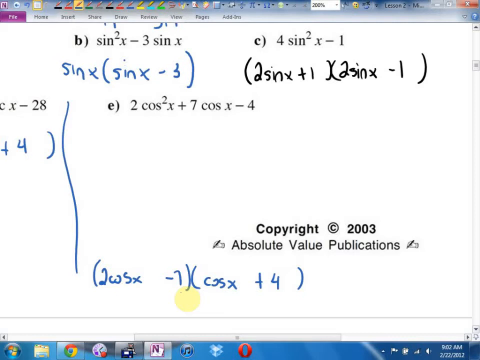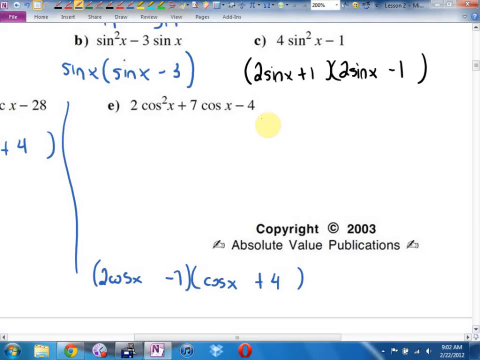GCF? No. How many terms? 3. Let's try this again. All right. Scene 1, Act 1, Take 2. You know what? I can't make fun of you because I'm off this morning as well. So you ready? How many terms? 3. Okay. Is there a leading coefficient in front of the quadratic?